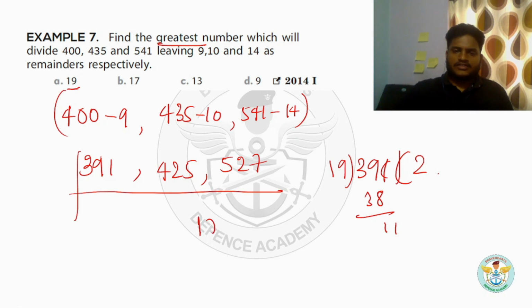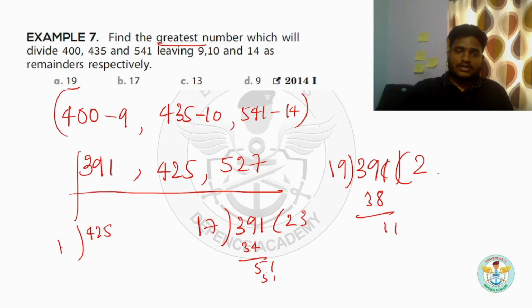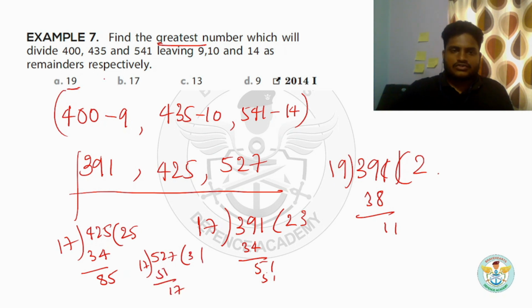Let's look at another number. Let's look at 17. Will 17 divide 391? 17 2s are 34, 5 remains, 51, 17 3s are 51. So 17 is dividing 391. We need to check for other numbers also. We'll check whether 17 divides 425. 17 2s are 34, 85 remains, 17 5s are 85. I think it will divide that also. Let's check for 527. 17 3s are 51, 17 remains. So it will divide that also. So 17 is your answer.